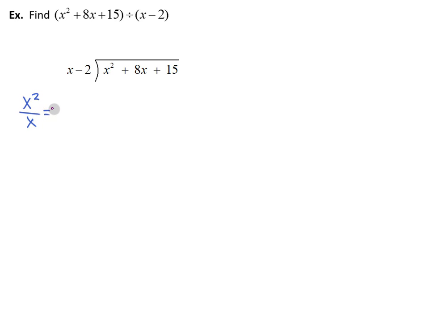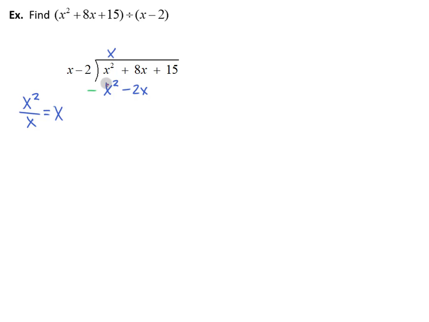We could cancel one set between the top and bottom, and we'd get x over 1, or x. It goes in x times. Now remember, we need to distribute our x to both terms. So x times x would be x squared. We'll line that up underneath our other x squared. And x times negative 2 would be negative 2x. And we'll line that up under our other x to the first.